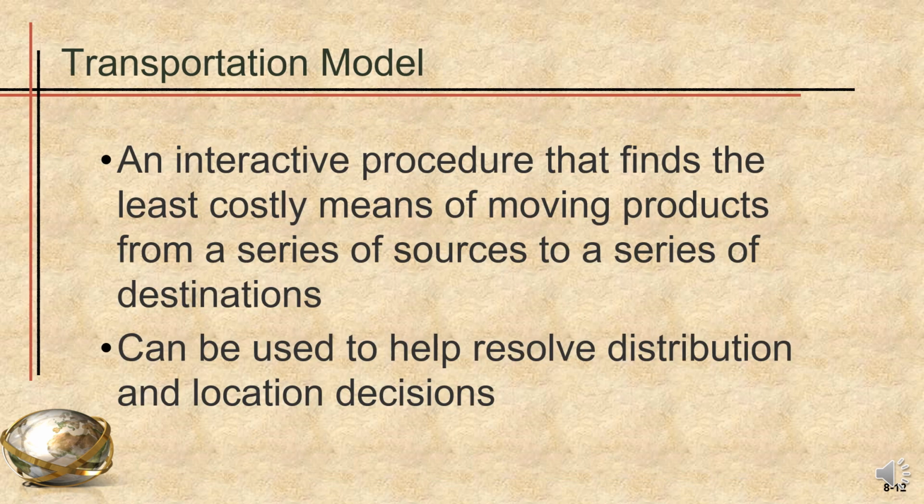The third technique in evaluating different location alternatives is the transportation model. The transportation model is being used by companies with different factories and with different warehouses. So the factory serves as the source of the goods that will be allocated, and the warehouses will serve as the destination of those goods.